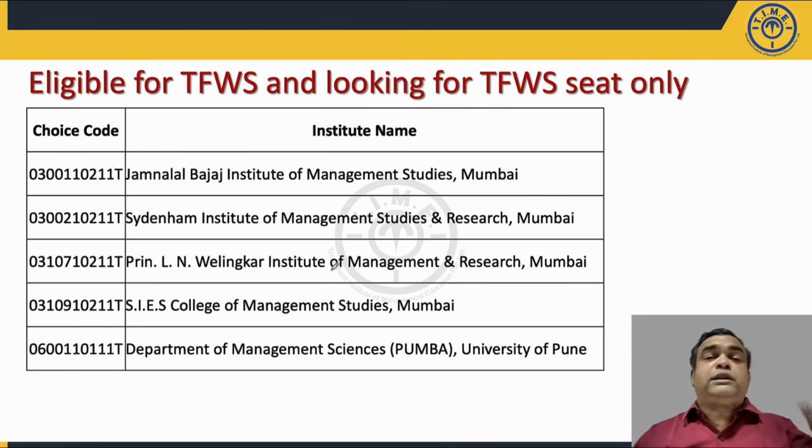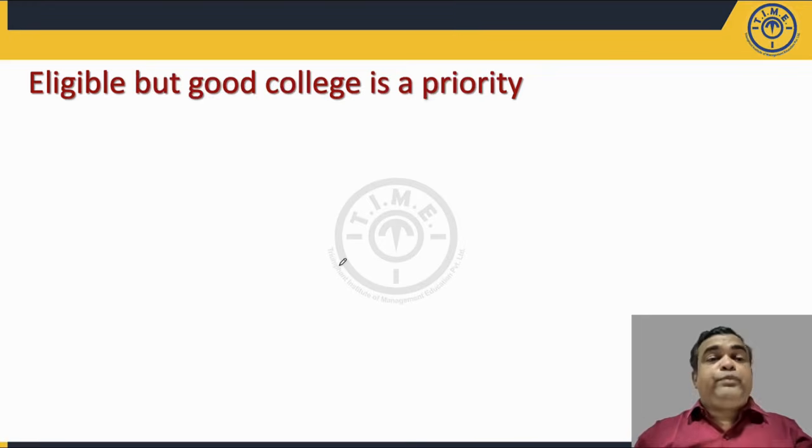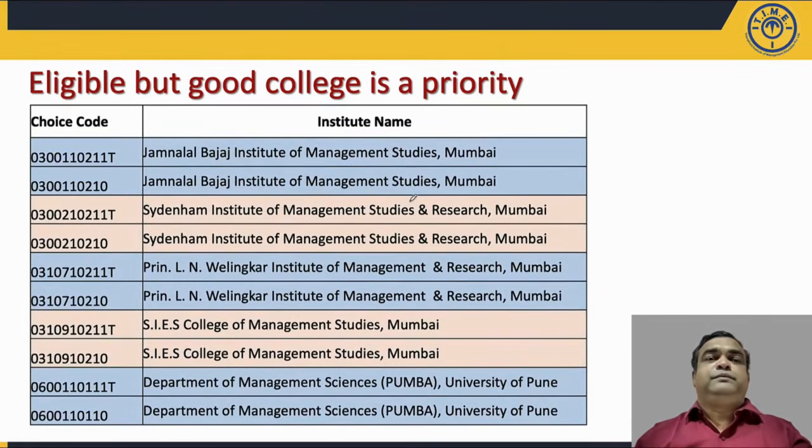However, the third category is a wise option, that you're eligible for the tuition fee waiver seats, but at the same time, a better college is your priority. So you want to apply for the best college, you want to get admission in the best college, but at the same time, you want to try your luck whether you get a tuition fee waiver scheme seat also. In that case, you need to fill the form wisely. How? You have to fill the form like this. First, I'll put the JBIMS code for TFWS seats. Then I'll put the JBIMS normal code.